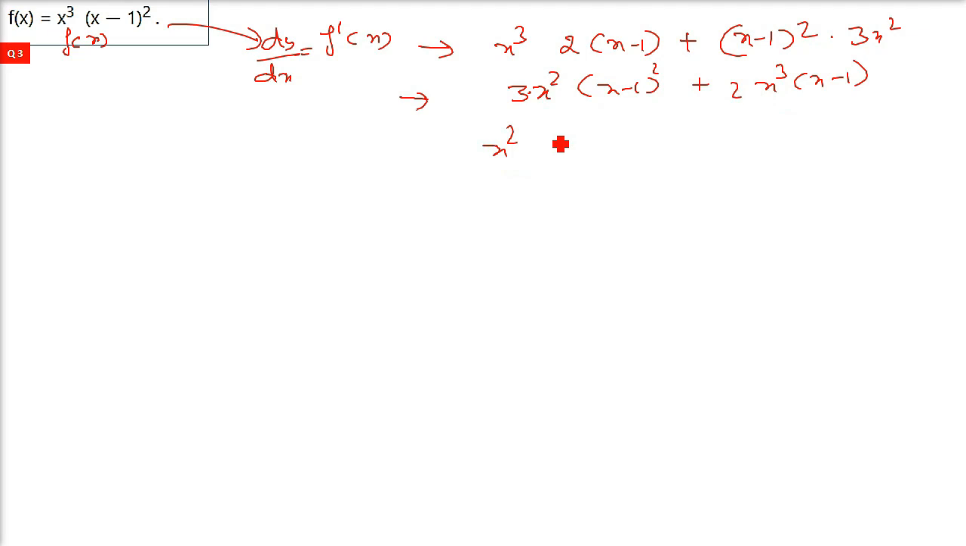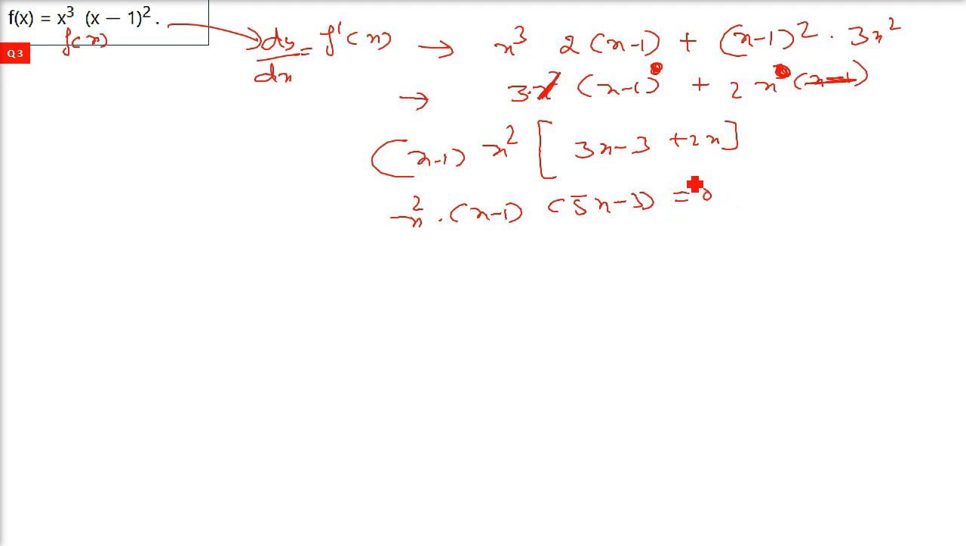So when you take x square and x minus 1 outside, what do you get? 3 x minus 1 will remain for the first term, and 2x will remain for the second term, because x square into x minus 1 has already been taken common. So 3x minus 3 and this is 2x square minus 2x. So what do you get? x square into x minus 1 into 5x minus 3. So we eventually got 3 factors. So you are going to put it as 0 now. f dash x has to be placed as 0. So what do you get? x square into x minus 1 into 5x minus 3.